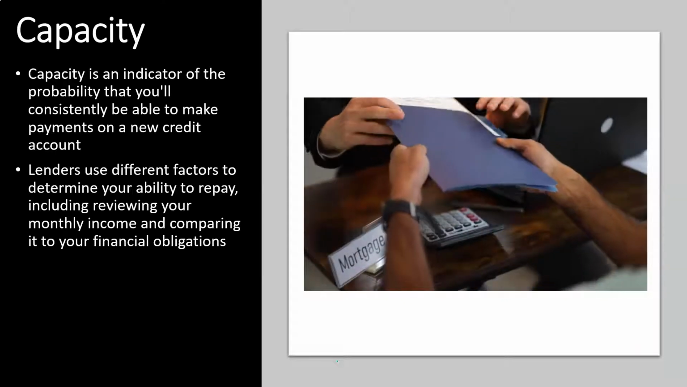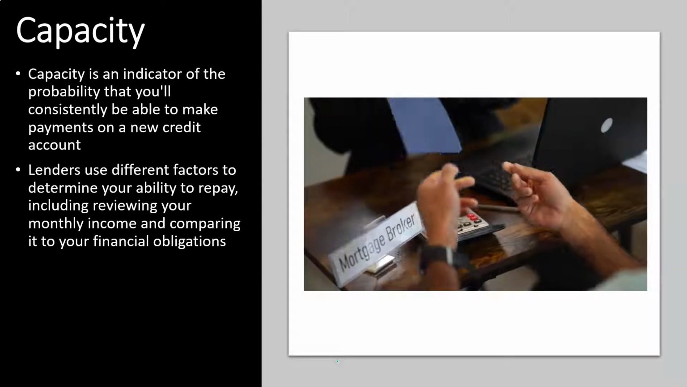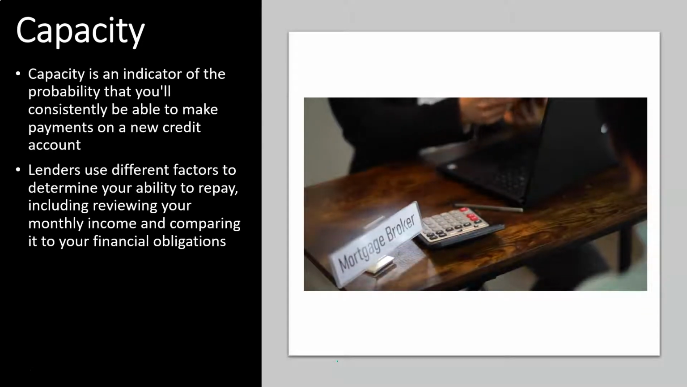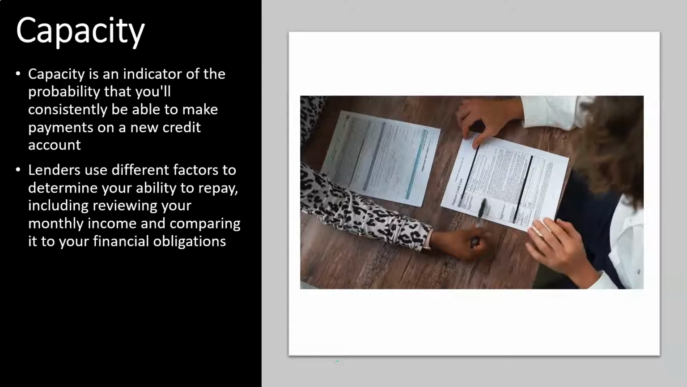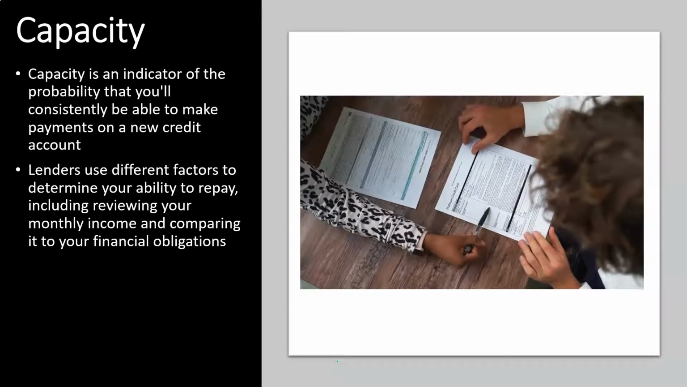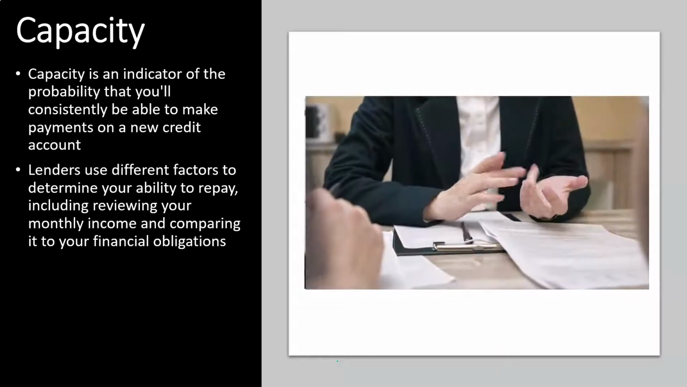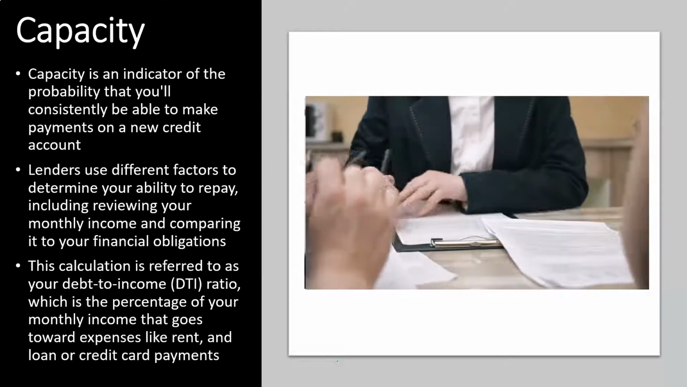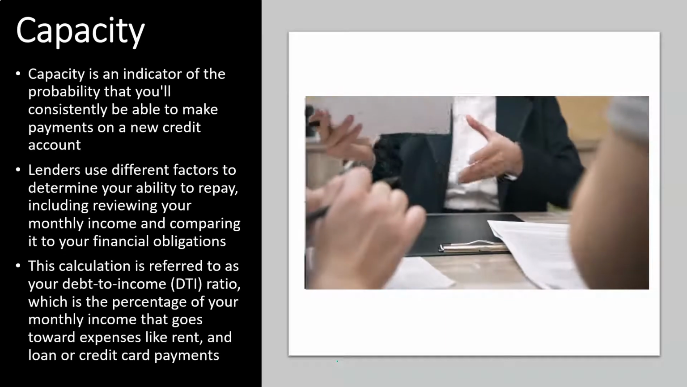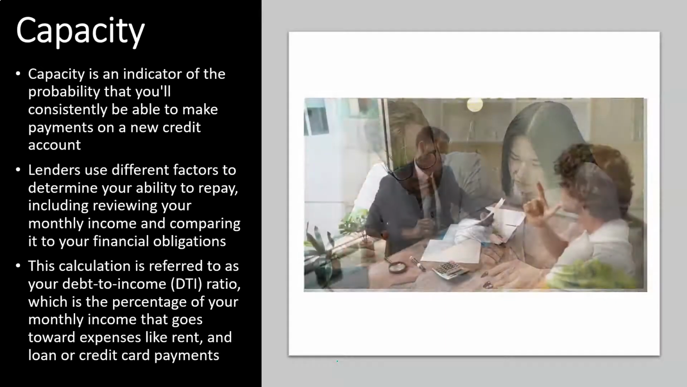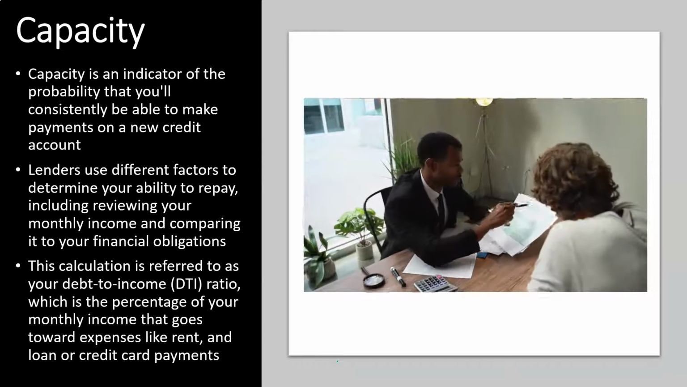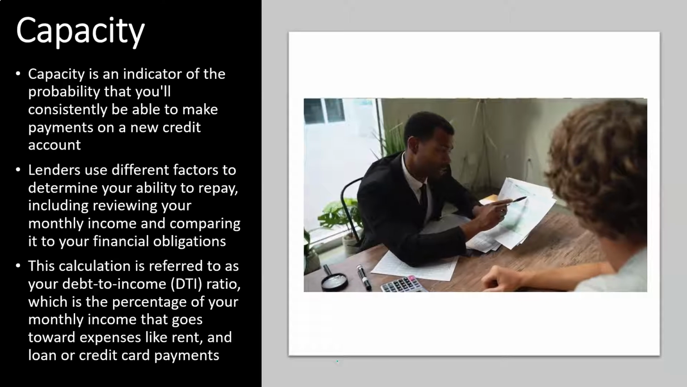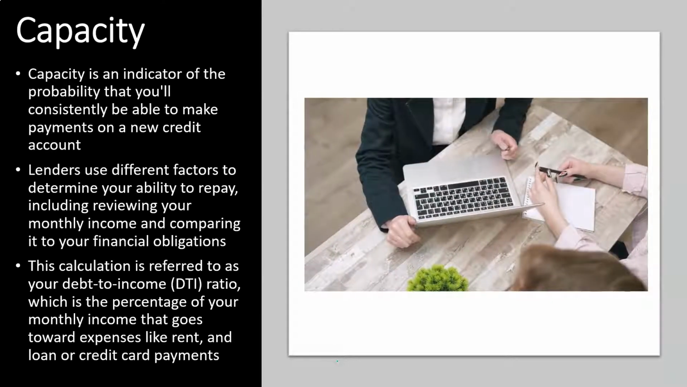So lenders use different factors to determine your ability to repay, including reviewing your monthly income and comparing it to your financial obligations. So we're basically thinking about an income type of situation, oftentimes breaking it down into a monthly situation to try to see how likely you're going to be able to make a payment on a new type of monthly payment, most likely if it's an installment type of loan that you could be taking on if you were to take on another debt, another loan, resulting in another payment. This calculation is referred to as your debt to income, the DTI ratio, which is the percentage of your monthly income that goes towards expenses like rent and loan or credit card payments.